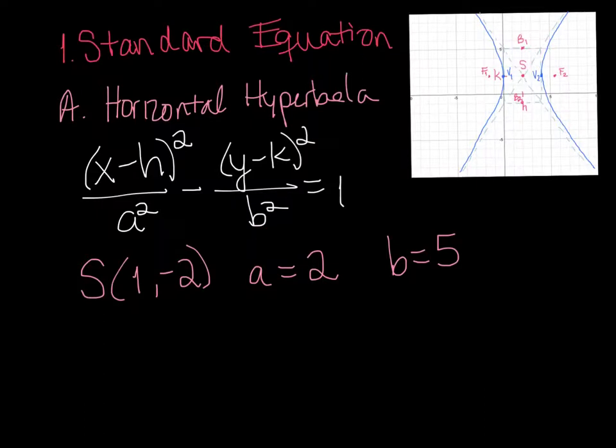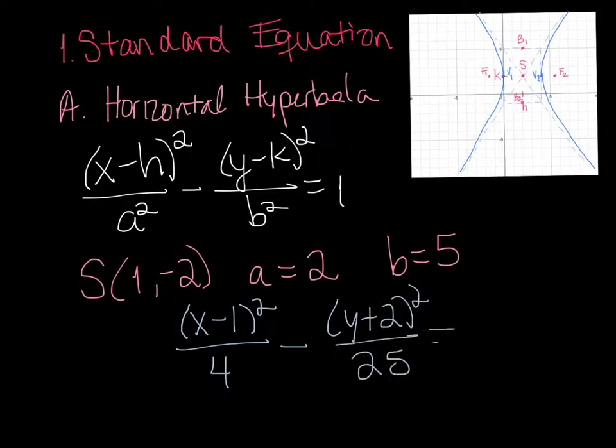For this example, we have a center at 1, minus 2. The distance a is 2 and the distance b is 5. So in order for us to write the standard equation of this horizontal hyperbola, we just fill the places we can fill out from the standard equation that we have here. The first part is going to be x minus the value of x in the center, which is 1, x minus 1 squared divided by a squared, which is 2 squared, 4, minus y minus the value of y in the center, which is minus 2, so it's going to be plus 2, squared divided by 25, and that is equal to 1.